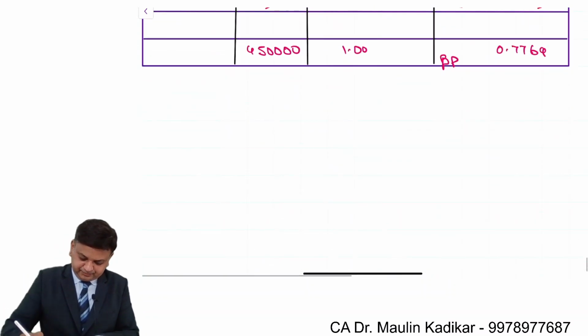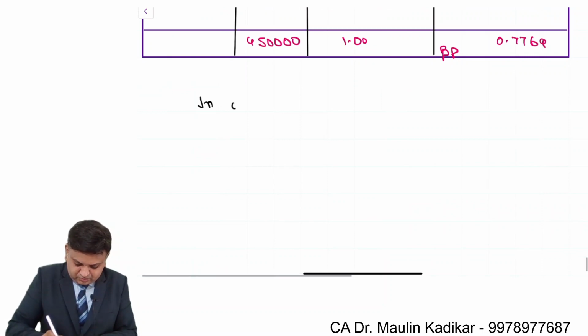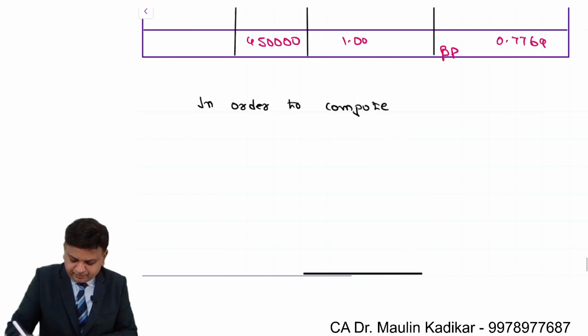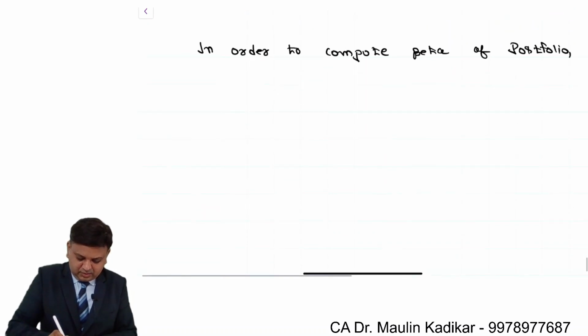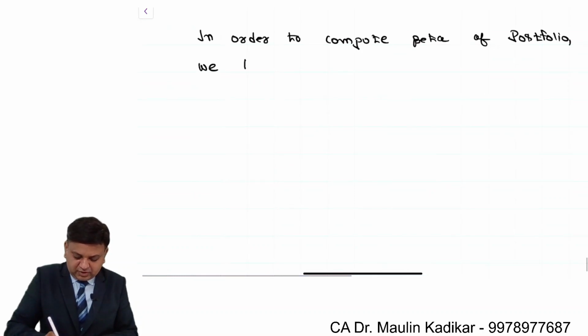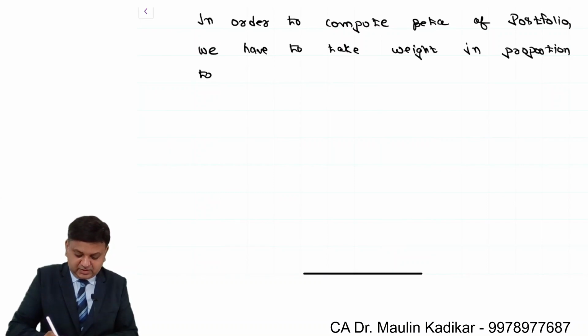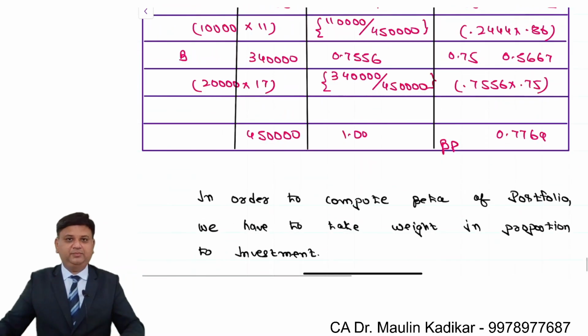So with paragraph, write down: in order to compute beta of portfolio, comma, we have to take weight in proportion to investment. Full stop.